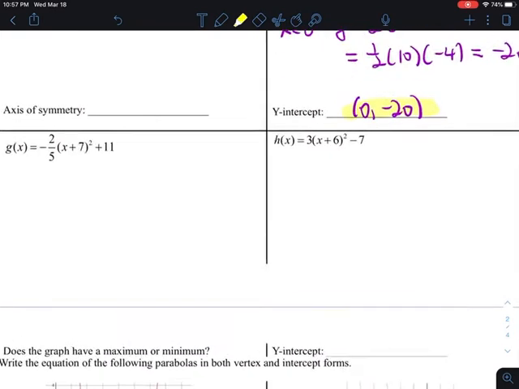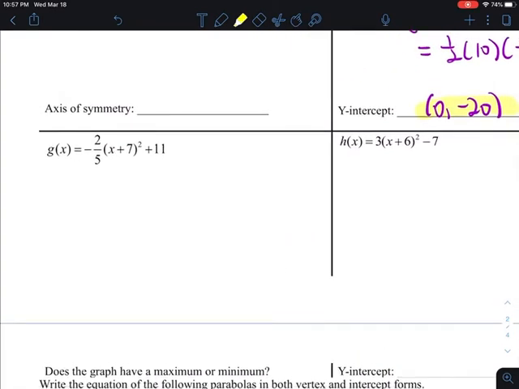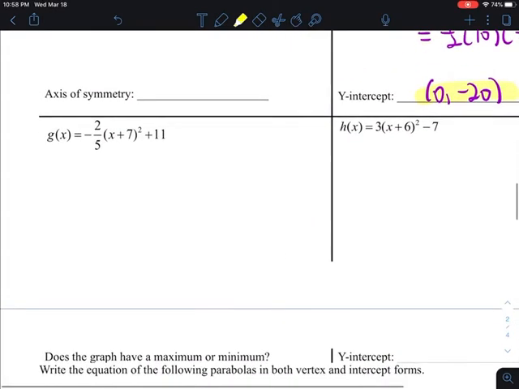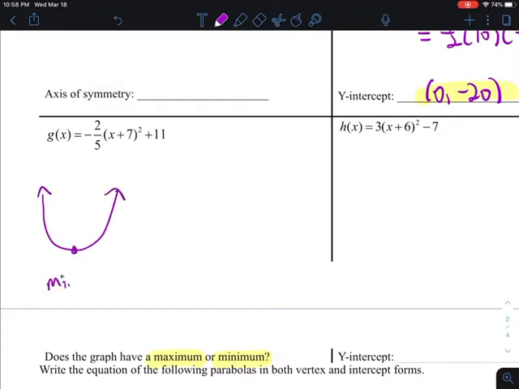And then let's also look at this one right on the bottom here, g of x. Here I'm looking for if the graph has a maximum or a minimum. We did talk about that last week. Again, what you want to look for is the shape of the graph. If my parabola opens upward, then I'm going to have a minimum. But if my parabola opens downward, I'm going to have a maximum.